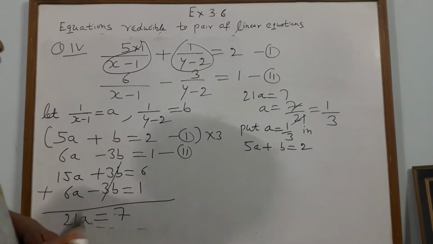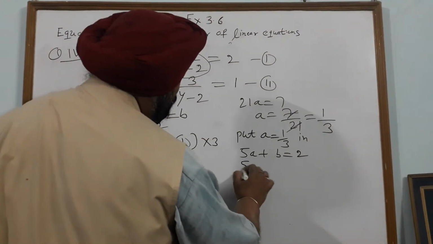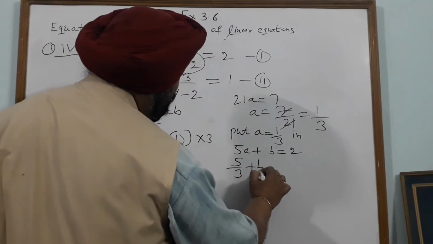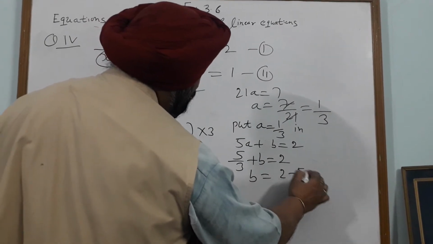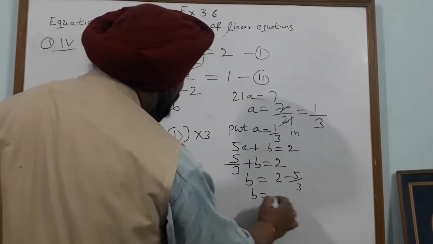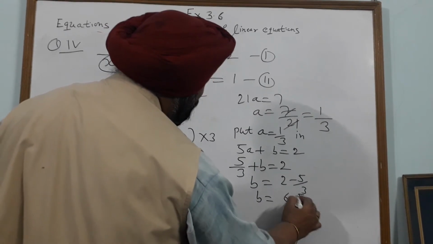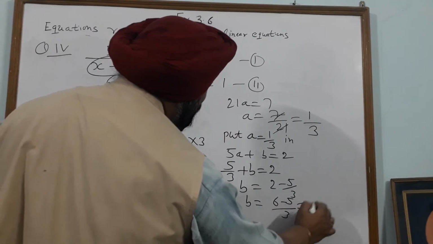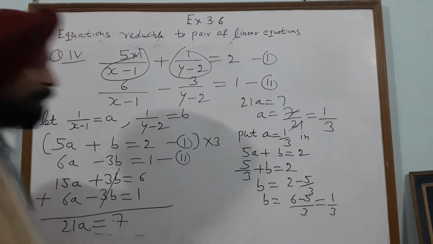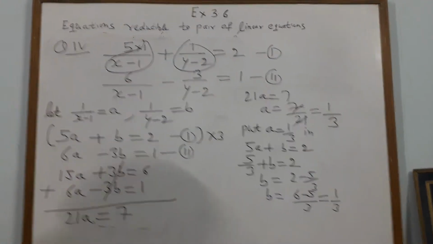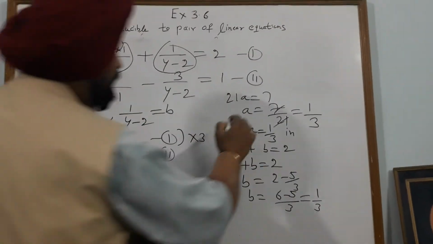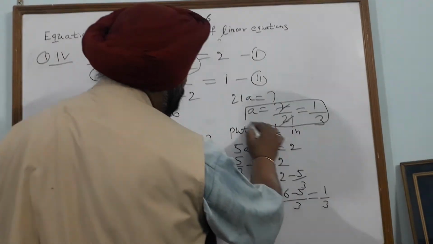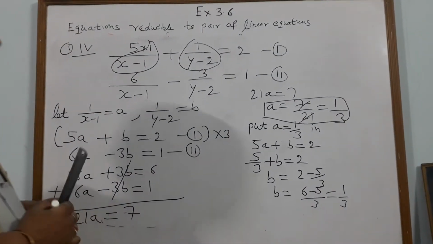So in place of a you put 1 by 3. So it becomes 5 by 3 plus b is equal to 2. So b is equal to 2 minus 5 by 3. Taking LCM, b is equal to 6 minus 5 by 3. So what is the value of b? We get the value of b is equal to 1 by 3. Now the value of a is 1 by 3 and value of b is also 1 by 3.